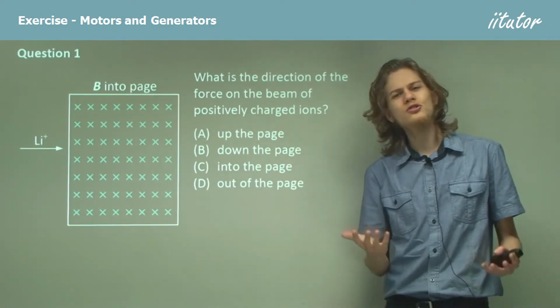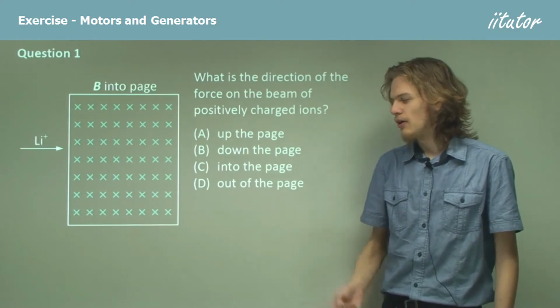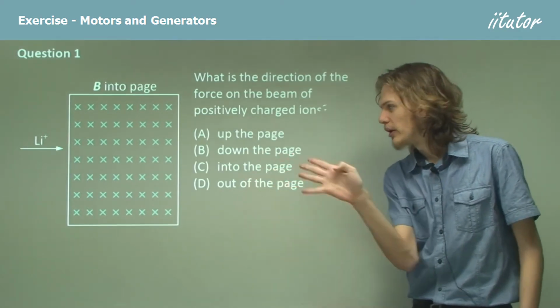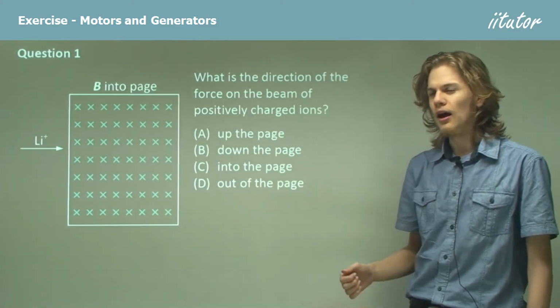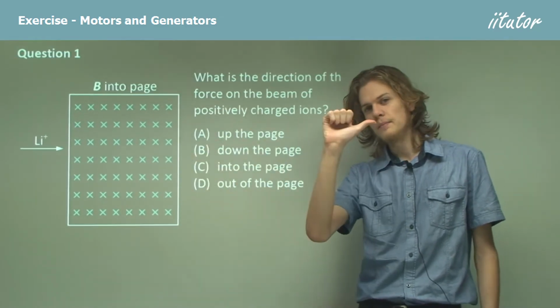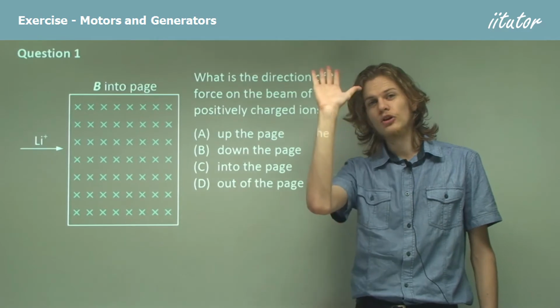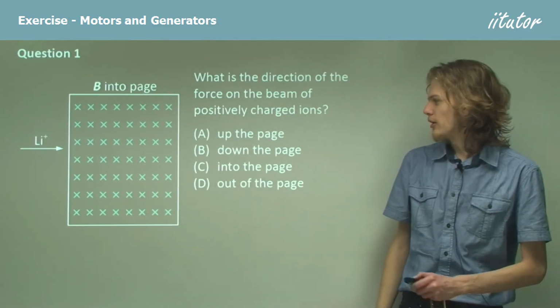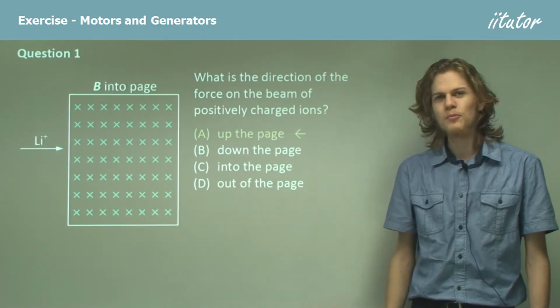Which one? Well, we can use the right-hand rule. If our fingers are the magnetic field going into the board, and our thumb is the direction of the positive current, that is that way, then we can see that the force is going to be upwards. So our correct answer is A, up the page.